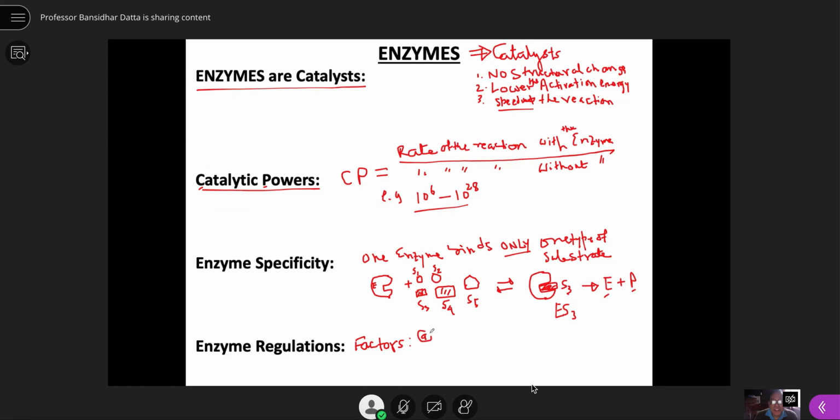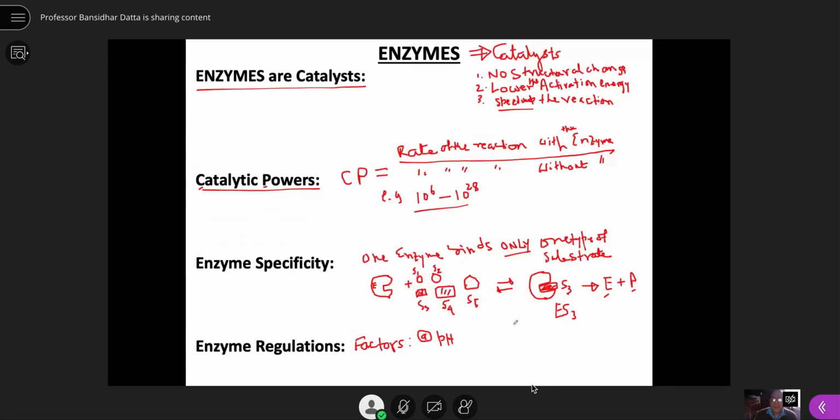The temperature, the pH of the buffer, of the media or inside the cell. Remember, we have two types of buffer, right? Closed system, open system. The pH can change the rate of the reaction with enzyme, because if you look at all enzymes, they specifically perform at a particular pH.